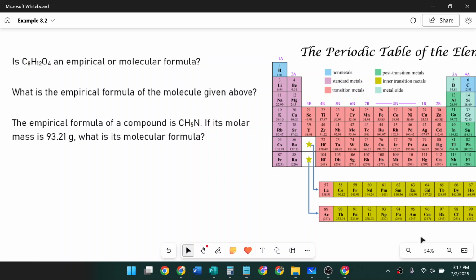Because the three numbers at the bottom, the 8, the 12, and the 4, all could be divided by 4, we know that it is a molecular formula, because empirical formulas are the ones that are completely simplified down to the ratios and not the amount of each thing that are used. So this one is molecular.